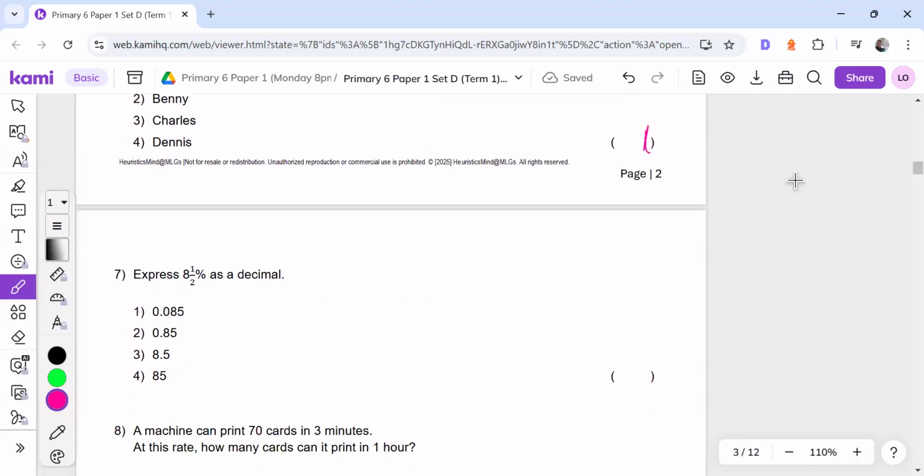Okay, question number 7. I don't know whether you got a mistake for this. So are you going to tell Mr. Ong your answer is number 3, 8.5%, which is wrong? Right. Why is it not 8.5%?